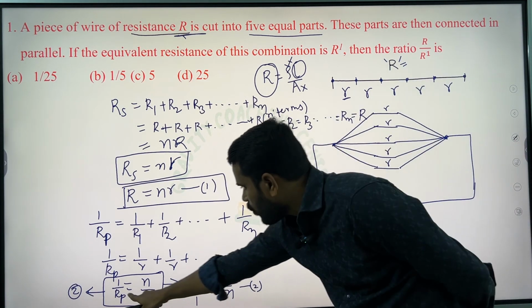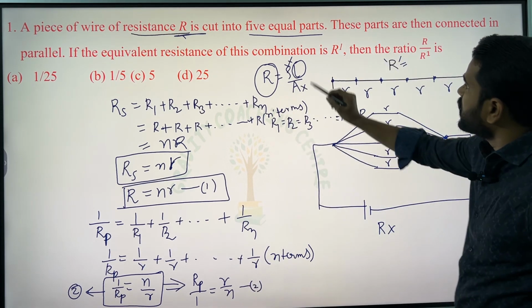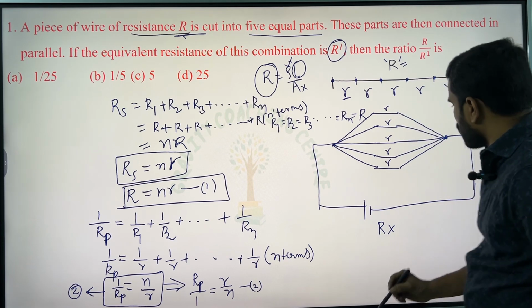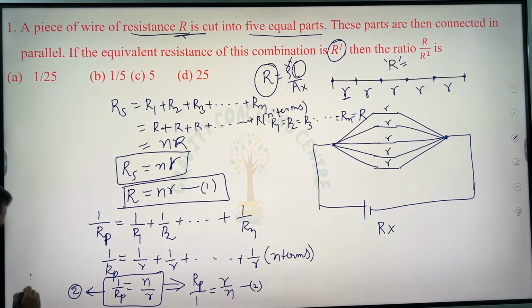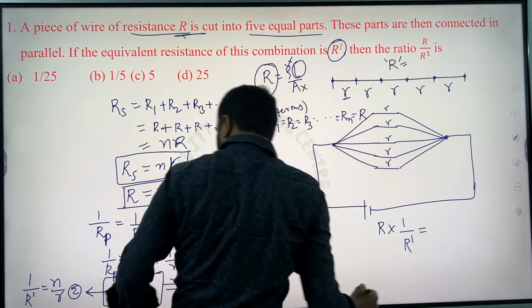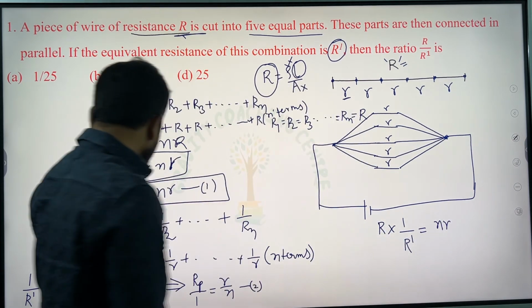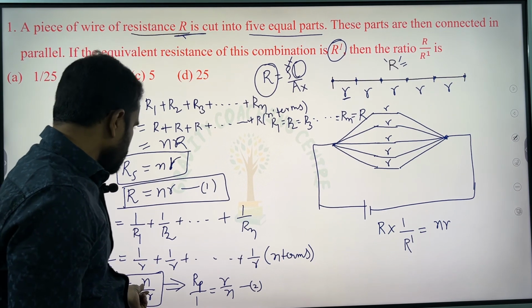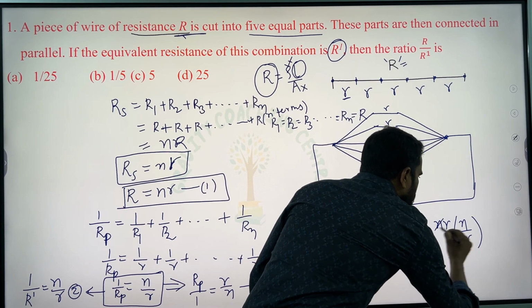What is the second one? Into 1 by Rp. Rp means, in parallel combination, it is called R dash. Here I can write this as 1 by R dash is equals to n by R. So into 1 by R dash, which is equals to how much? This is R is nR, and this one is n by R.